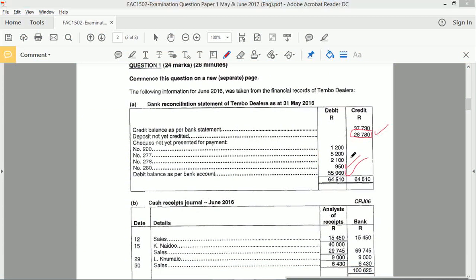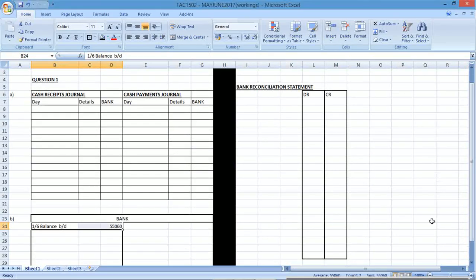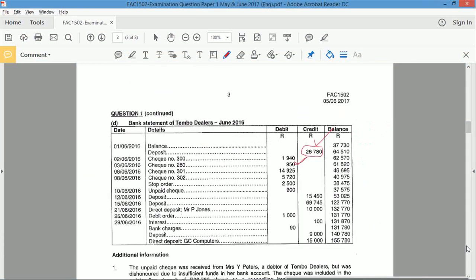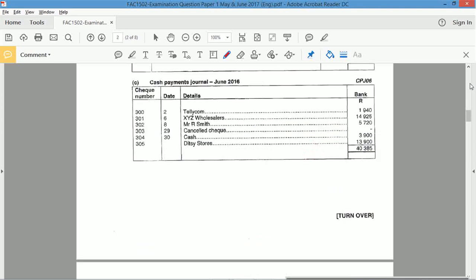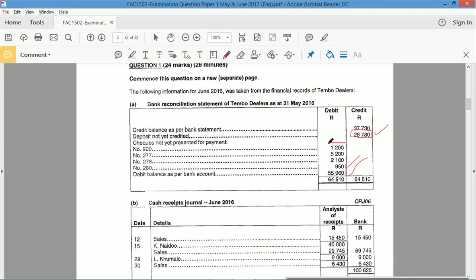Okay, these others I need to confirm. I didn't see any of them here in my bank statement. Okay, so that's what I've got. So those need to be circled. We need to come back to them.